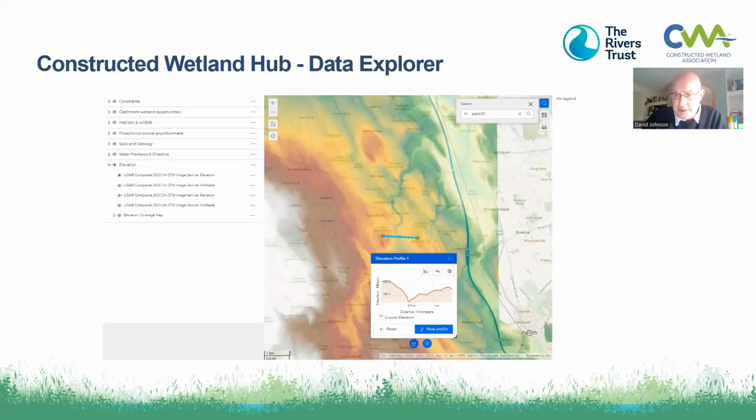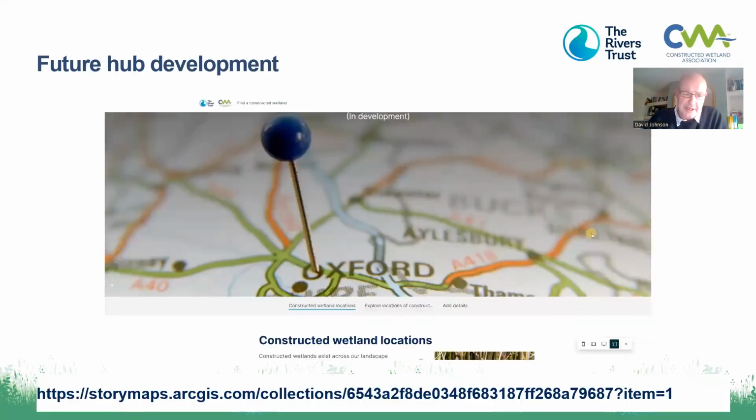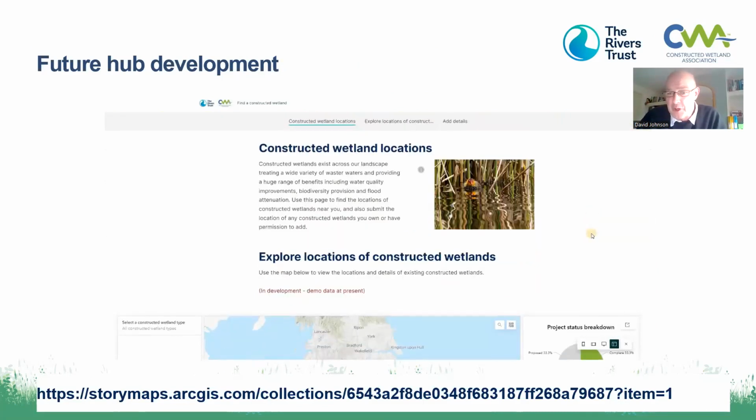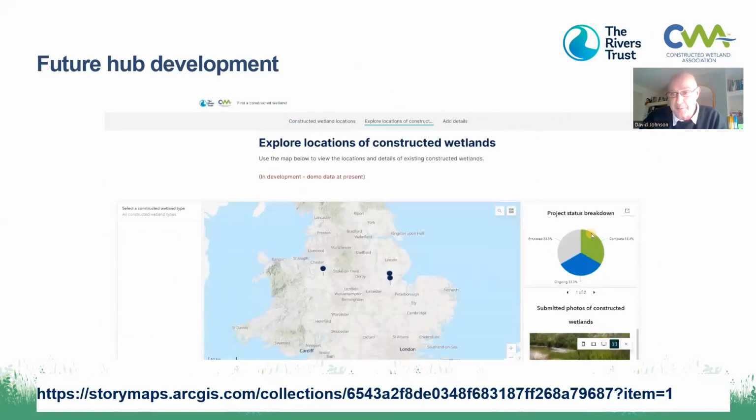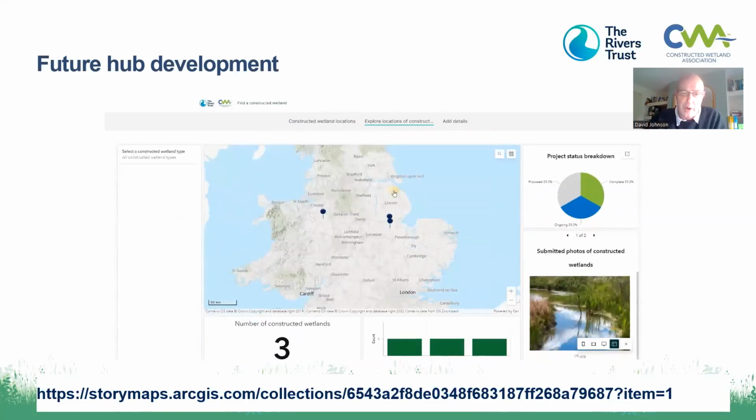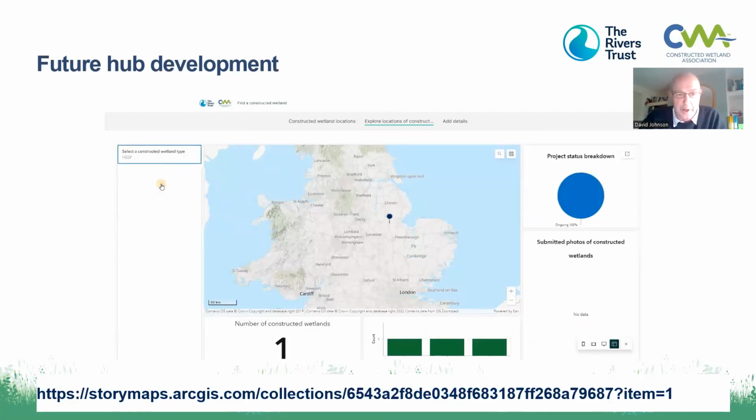If we then go on to the next slide, this is what we're hoping to do in the future as a future development. This is just a mock-up at the moment. So there are 3 wetlands that you can see on this hub at the moment that have been added. This is just, as I say, a mock-up.